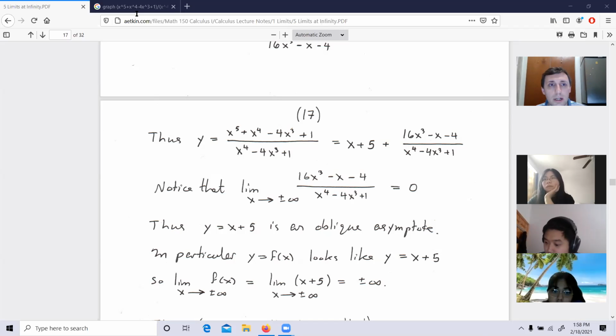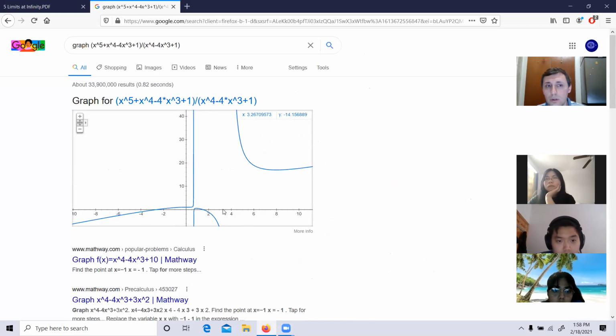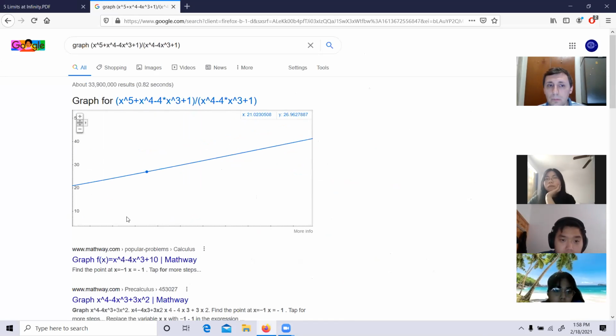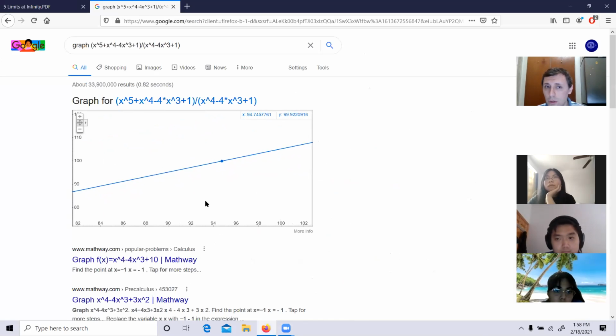Let's look at the graph for a moment. You see, look at this picture. The graph is very complicated here. Do you agree? Now, we move to the right and look. Do you see what I'm observing? It looks like a line. It's just not horizontal. Do you agree?